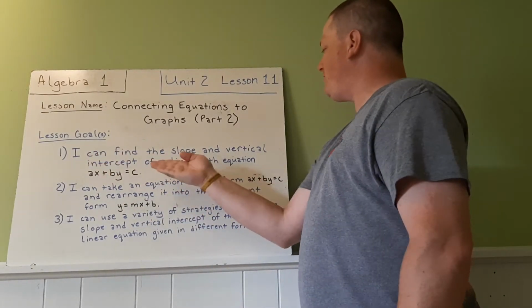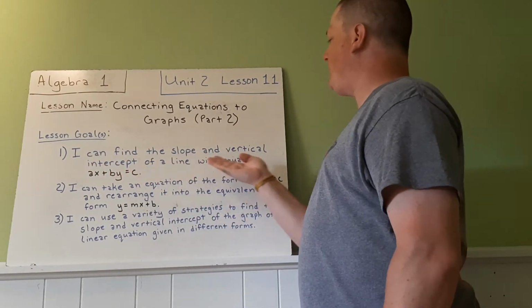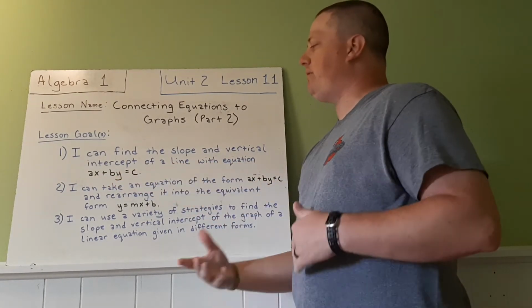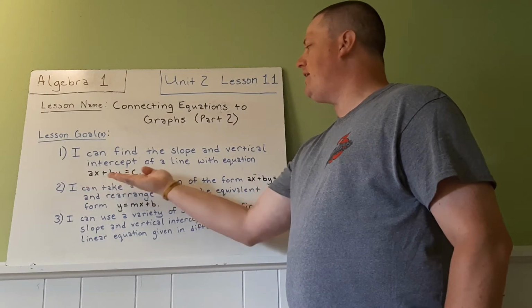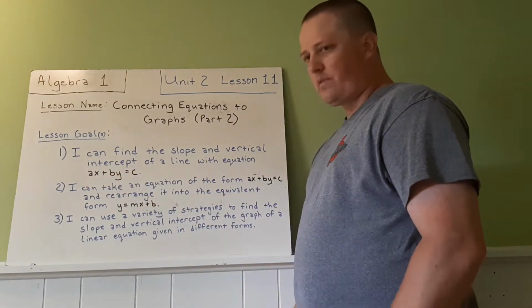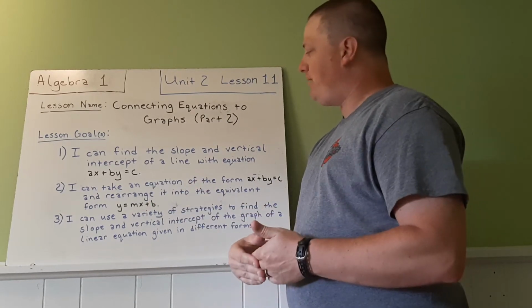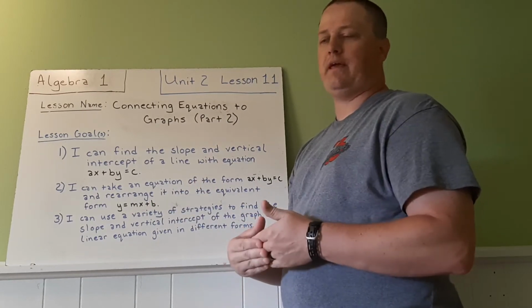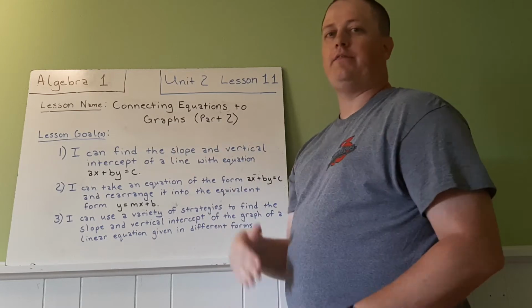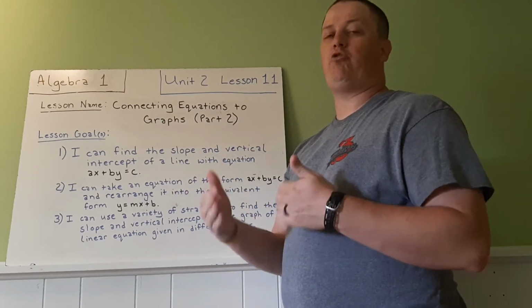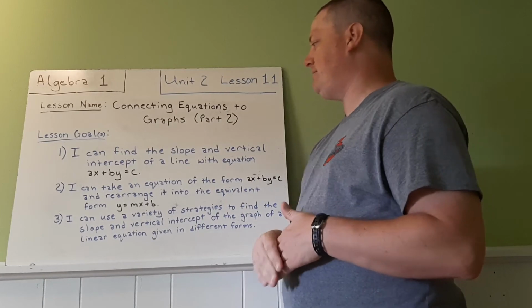I can find the slope and vertical intercept of a line with the equation ax plus by equals c. In class, we've been working mostly with lines that are written in this form. What we want to be able to do is use that form to help us identify 2 important things, which is the slope, the slant of a line, and the vertical intercept, where a line crosses the y-axis.